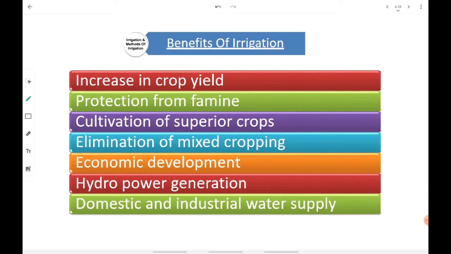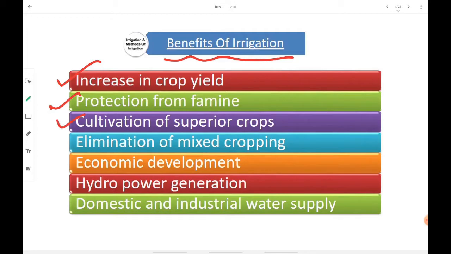So what are the benefits of irrigation? Increase in crop yield: the overall production of crops increases when we provide water artificially. Then protection from famine. Famine means lack of food, lack of water, lack of overall agricultural production, and it can be prevented by irrigation. Then cultivation of superior crops: crops that require more water and moisture for their growth can be assured with the help of irrigation only. We can irrigate the lands in order to have superior crops.